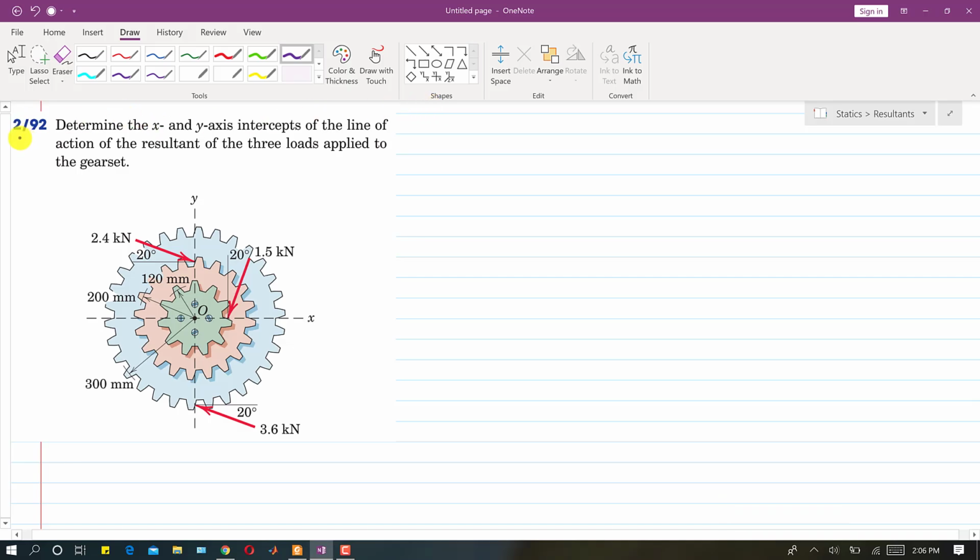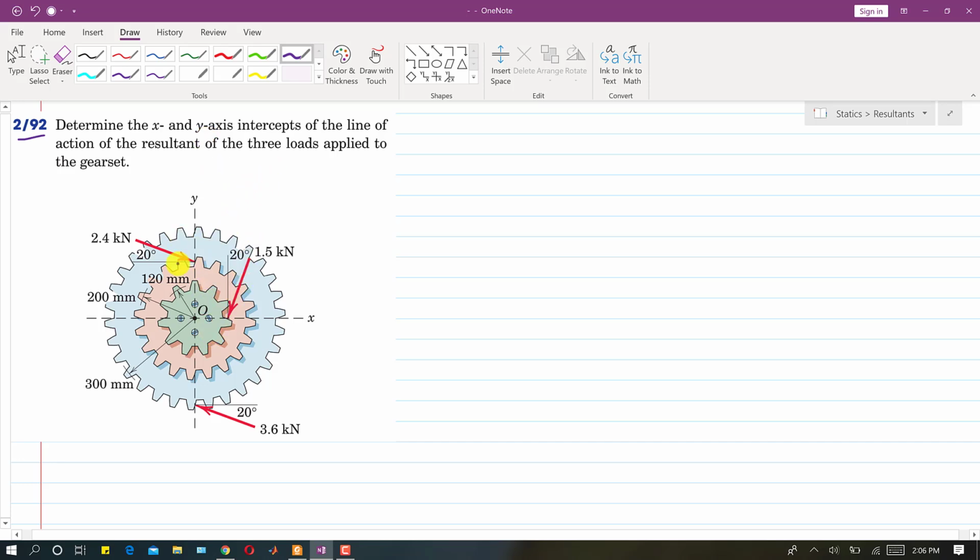Now we are going to solve this problem 2.92. In this problem it is said: determine the x and y axis intercepts of the line of action of the resultant of the three loads applied to the gear set. So we need to determine both the x and y intercept of the line of action of the resultant of three loads. So these are the three loads.